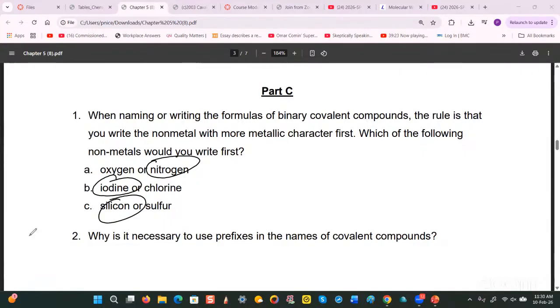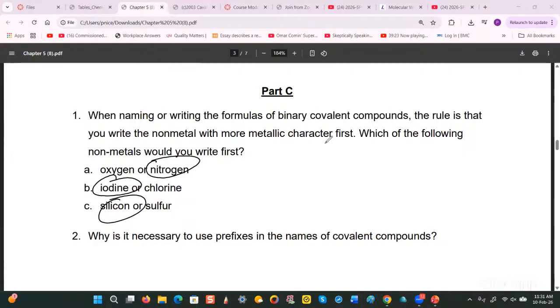Okay, very good. Now, the next question has to do with another difference between naming binary ionic compounds and binary molecular compounds. In the case of binary molecular compounds, you have to use prefixes to indicate the number of atoms of each element present in the particular compound. There are some exceptions which we're going to talk about later on, but basically, that's one difference.